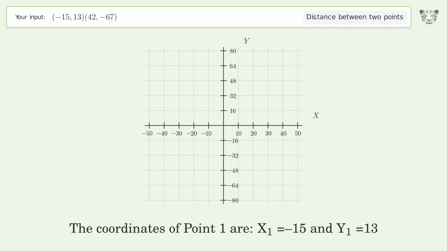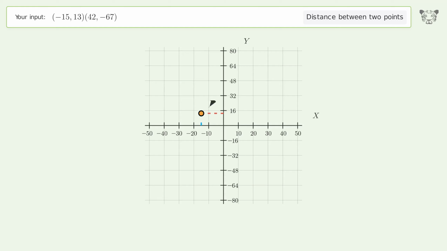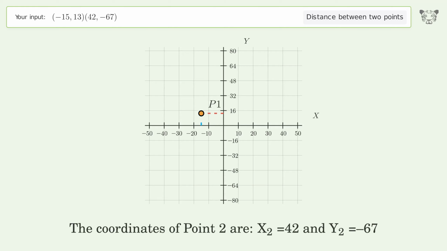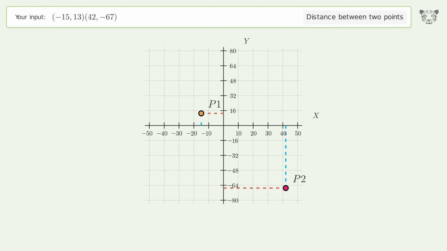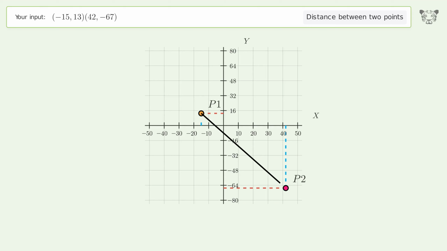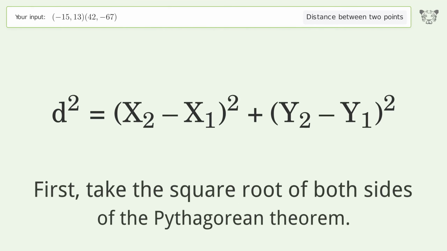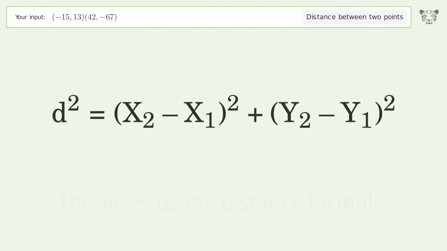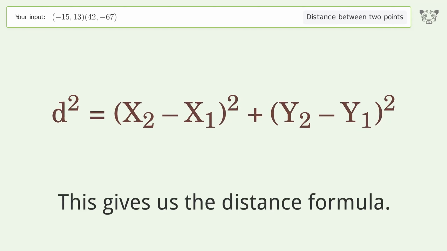The coordinates of point 1 are, x1 equals -15 and y1 equals 13. The coordinates of point 2 are, x2 equals 42 and y2 equals -67. D is the distance between the 2 points. First, take the square root of both sides of the Pythagorean theorem. This gives us the distance formula.